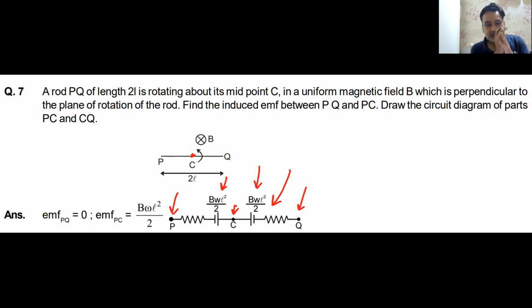Are you getting my point? Yes, sir. Point P and Q, which are on the ends of the rod, they are at the same potential. Are you getting my point? Yes, sir. Got it?